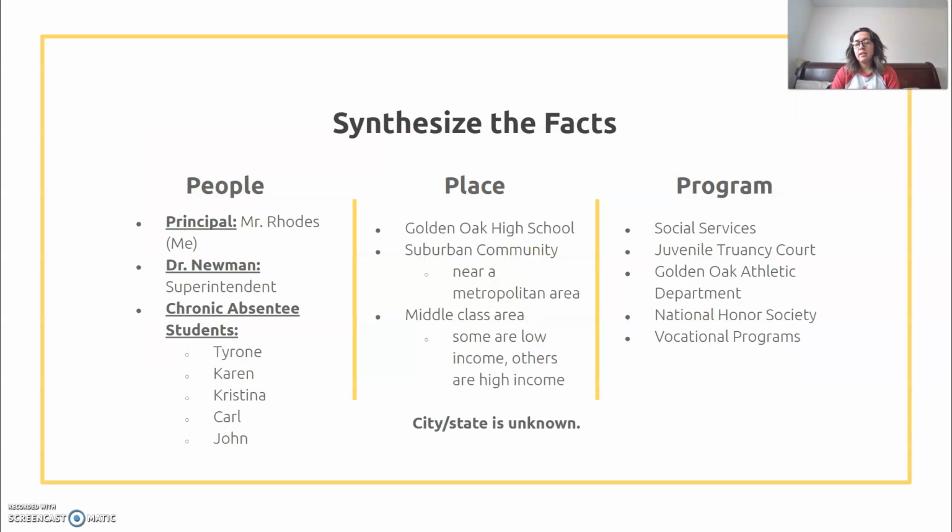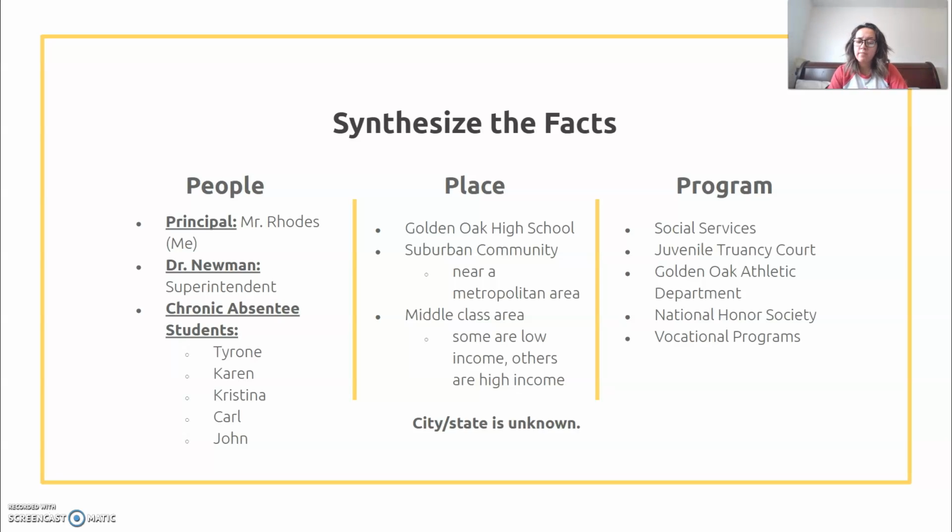So breaking down the facts again, the people we are looking at are the principal, which is myself, Mr. Rhodes, Dr. Newman, which is the superintendent, and our chronic absentee students, Tyrone, Karen, Christina, Carl, and John. The place in which this is happening is Golden Oak High School, which is located in a suburban community, again near a metropolitan area. This area is also middle class, but some students are lower income and others are higher income. And in the case of this place, we are not aware of what city or state we are in.